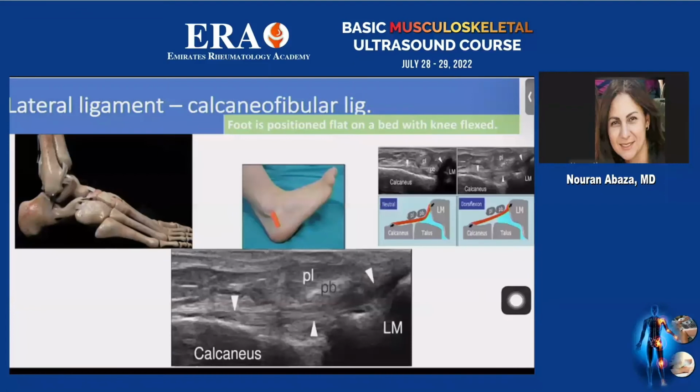Also, you can do the calcaneofibular ligament. The calcaneofibular ligament is between the fibula here and the calcaneus. You will need also to do some exaggerated dorsiflexion to visualize the ligament in a better way. This is the picture without dorsiflexion, and then this is the picture with the dorsiflexion. This is the lateral malleolus, and this is the calcaneus, and the ligament in between is marked with the arrowheads. So this is a larger picture with the dorsiflexion, and the calcaneofibular ligament appears better this way.